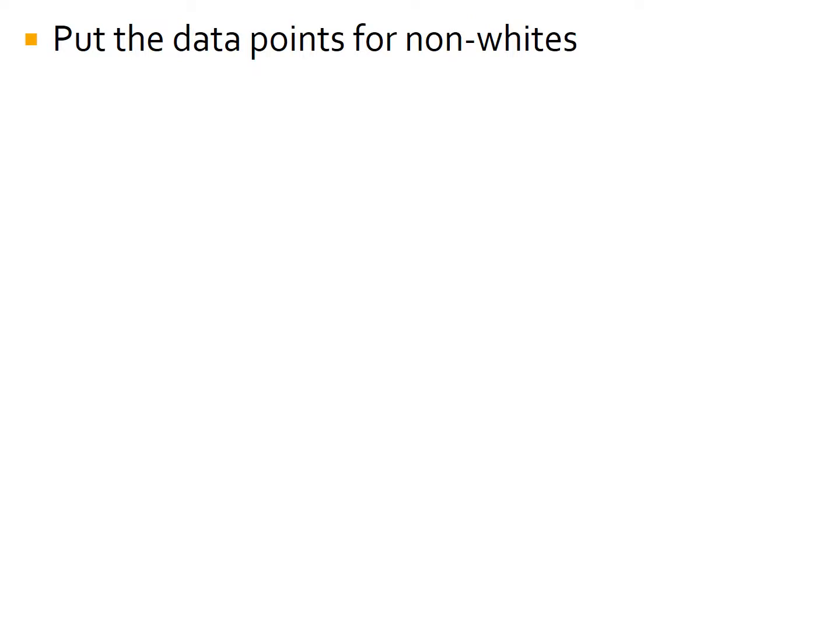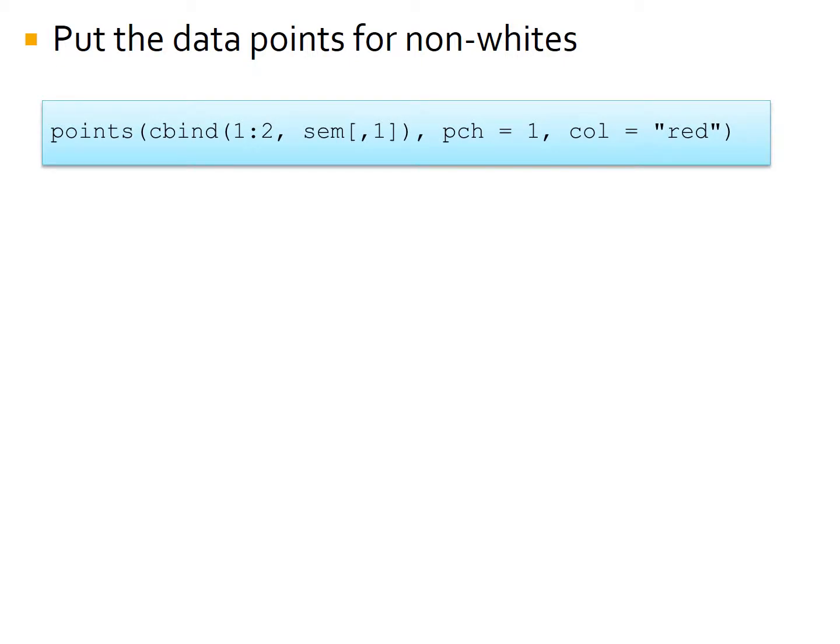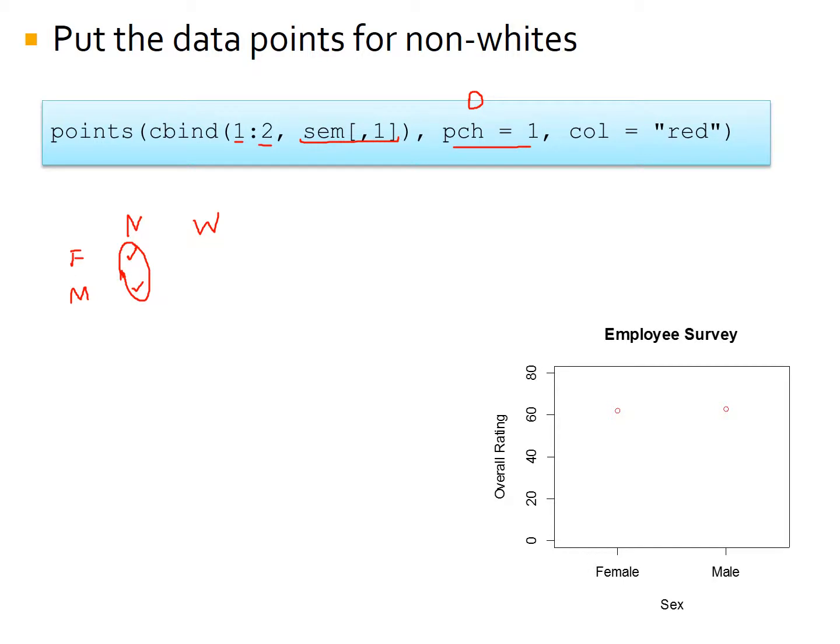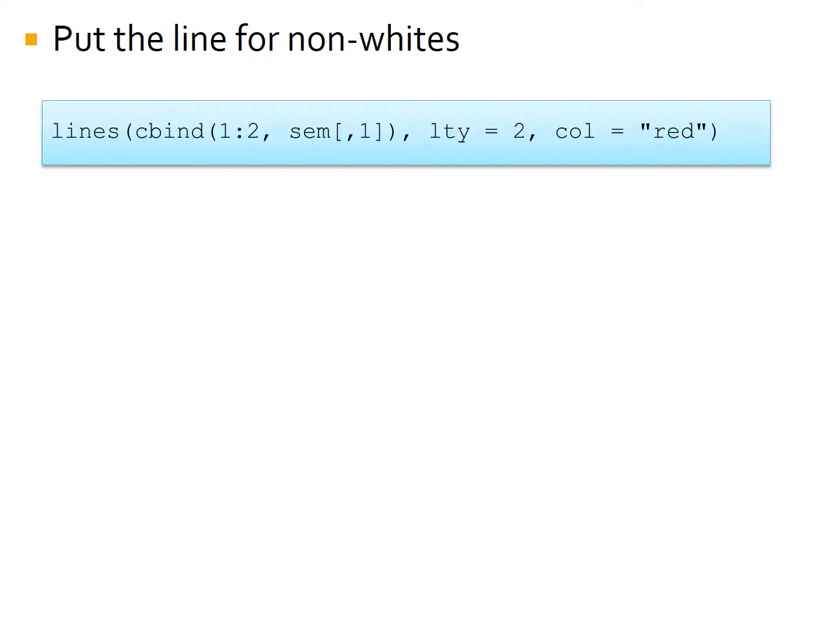Okay, first I put the data points for non-whites, so the points, and then SCM, the column 1 of SCM. Remember, SCM is something like non-white, white, and female and male. First I select this column, right, and then I put 1 and 2 as the x coordinate of this data point and this data point. pch equal 1 because I want the circle, and color is red, so we will get something like this. And the next step, we need the white one.